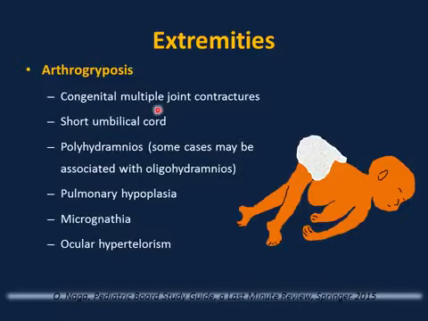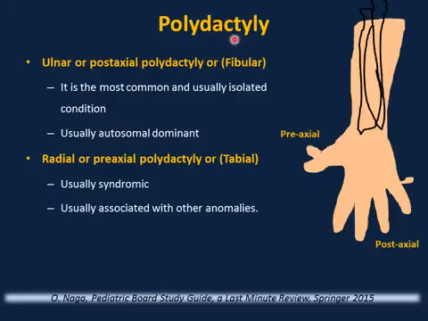Arthrogryposis means congenital multiple joint contractures associated with short umbilical cord, polyhydramnios, sometimes associated with oligohydramnios, pulmonary hypoplasia, micrognathia, and ocular hypertelorism. Polydactyly, or extra digits.